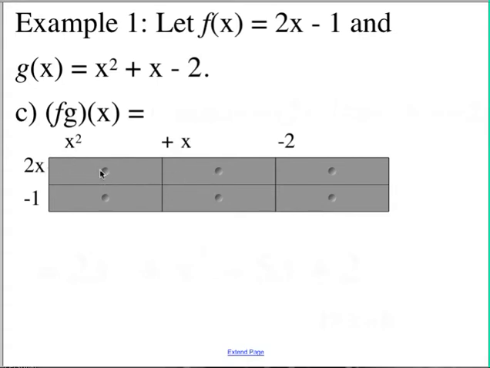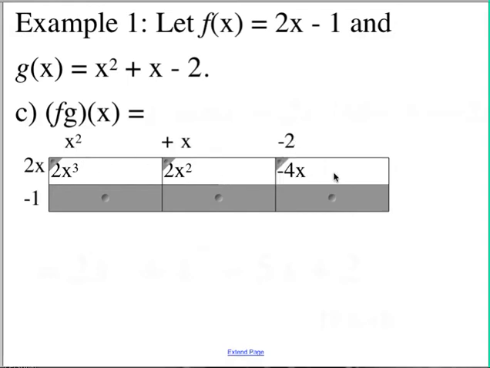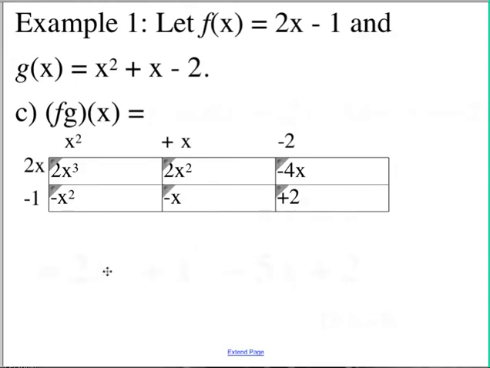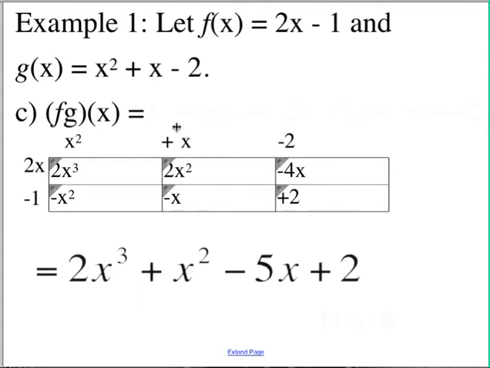So 2x and x squared makes 2x cubed. X and 2x makes 2x squared. -2 and 2x makes a -4x. Then we get -x squared, -x, and a +2. And when I combine like terms, I get 2x cubed. I'll have a +x squared, a -5x, and then a +2. I forgot to put this one part up here, and just showing that you're multiplying the two functions together.